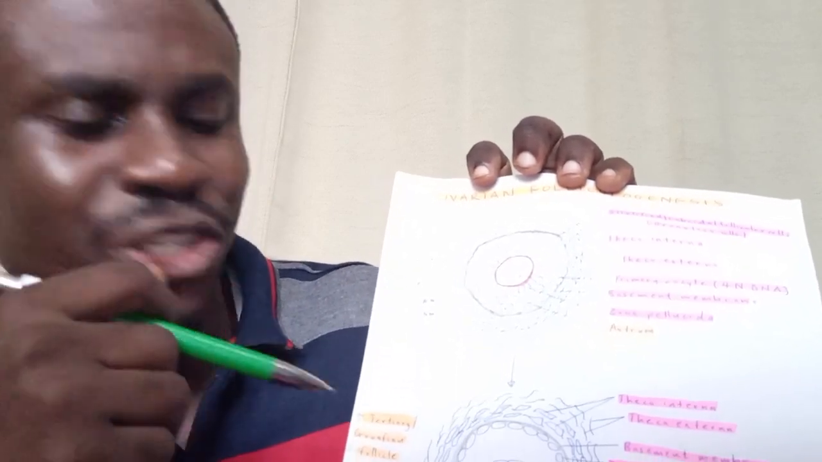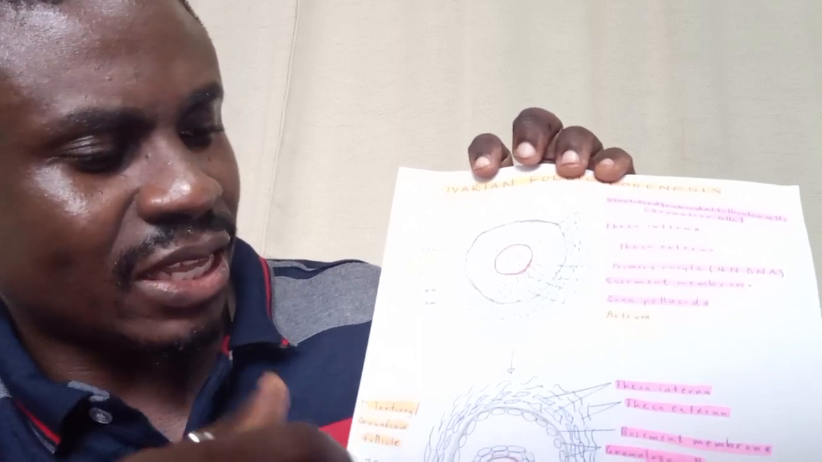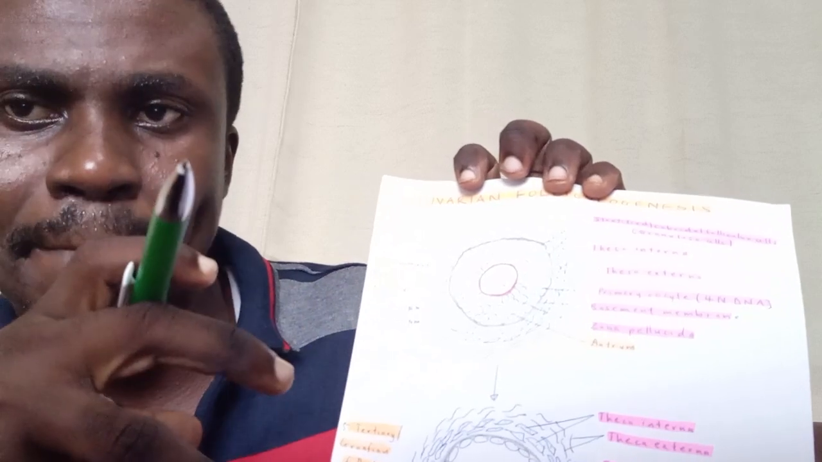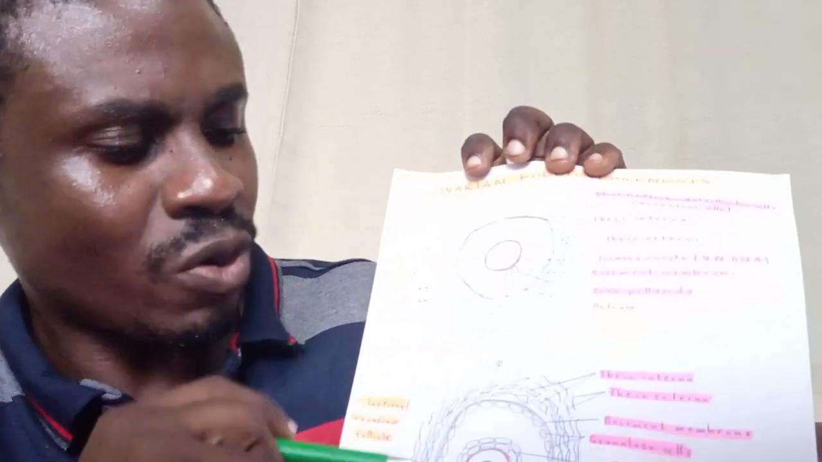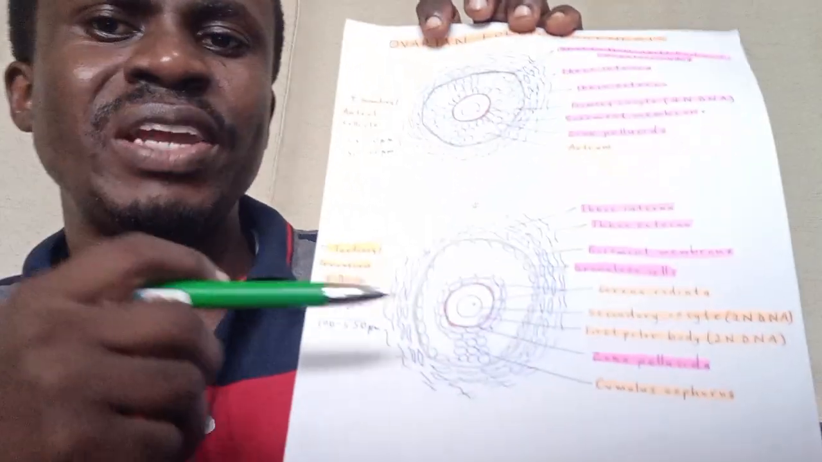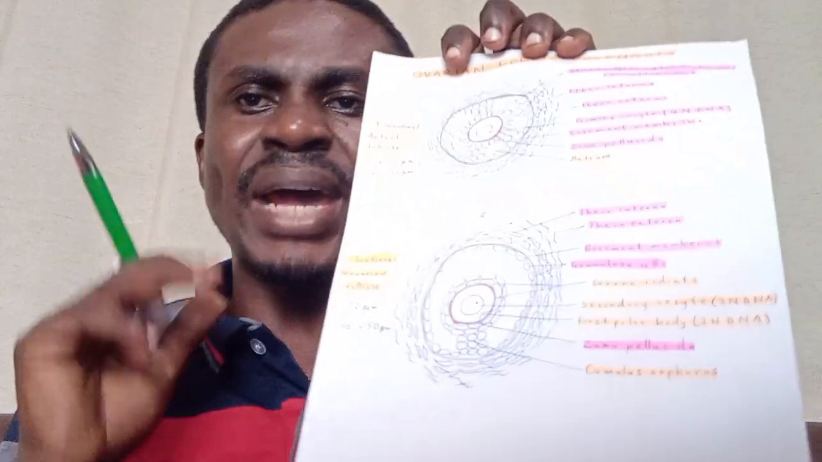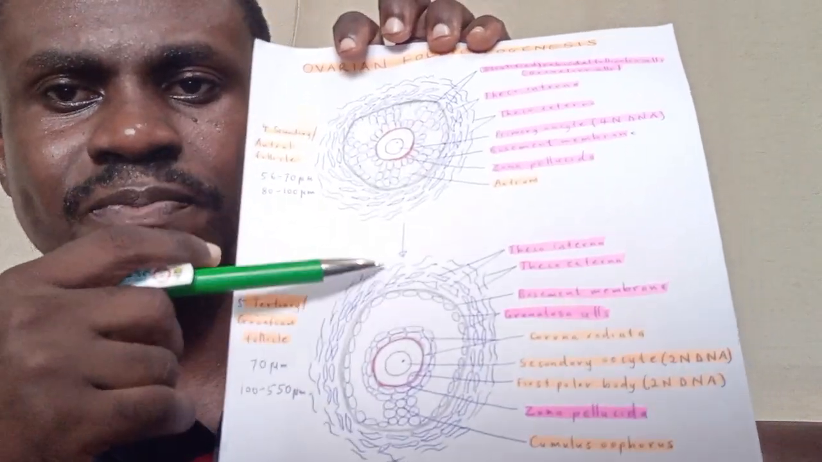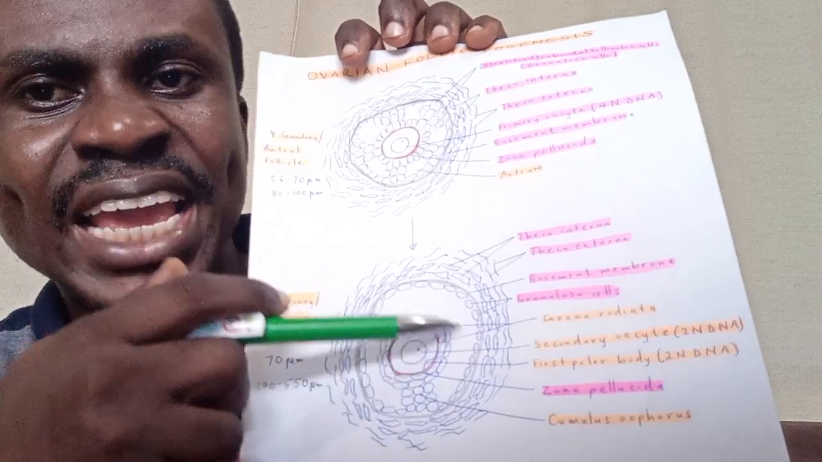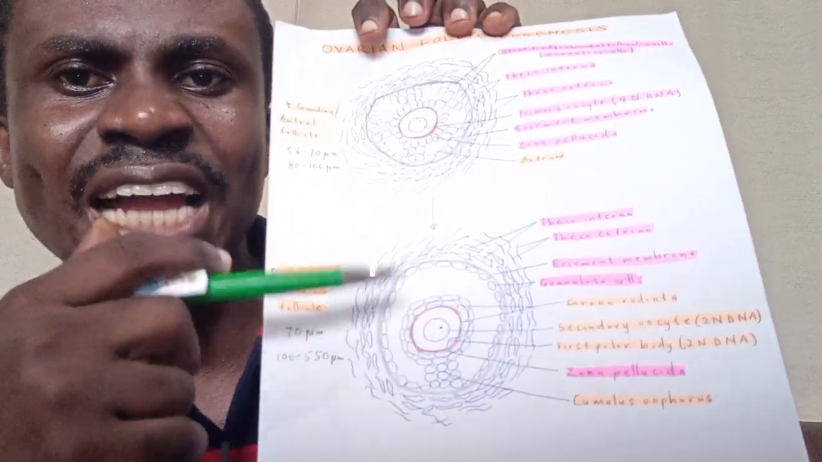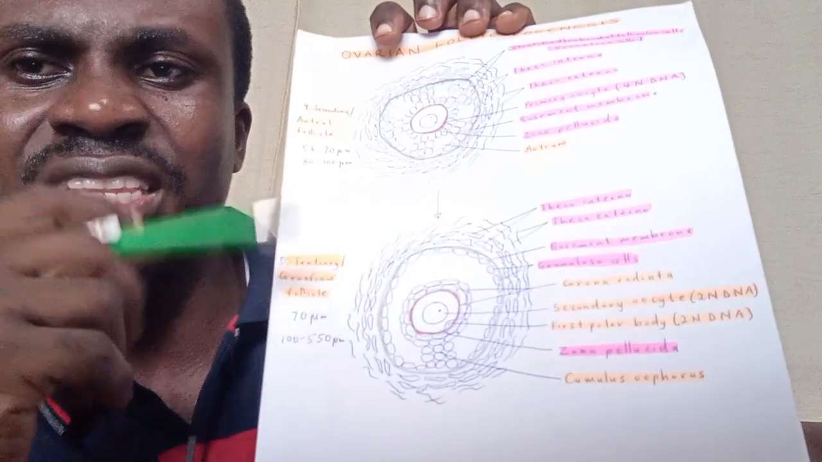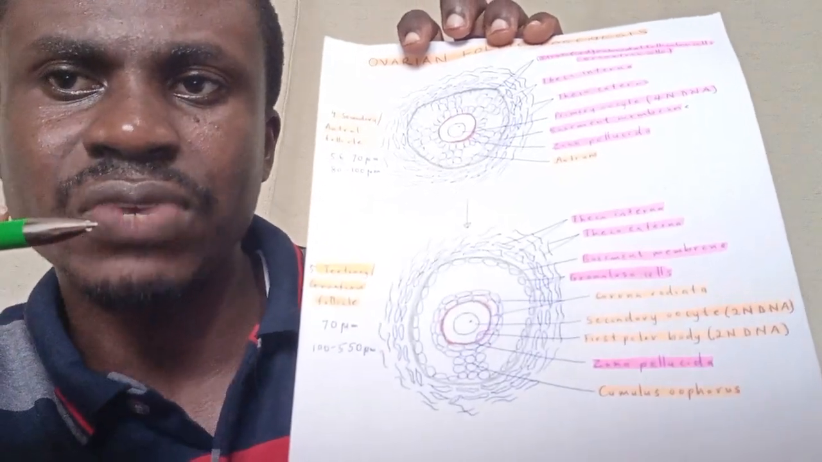As development continues, what we see is that the fluid will coalesce, they will come together, forming a large antral area. And that is why I'm saying that some people may rather call this one antral follicle. But I want you to call it, this time around, with all the antral areas coalescing, having a large one over here, we want to rather call it, this will make this follicle the tertiary follicle.